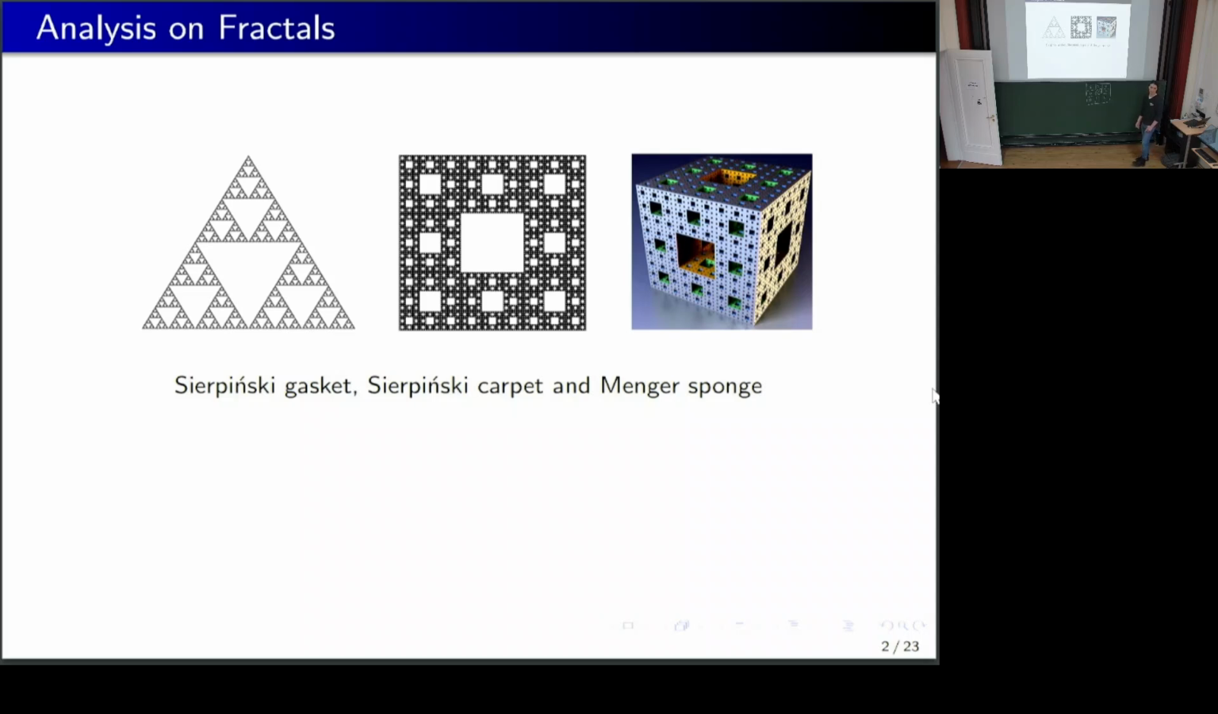For the Sierpinski gasket, you do pretty much the exact same thing with triangles, and the Menger sponge is a very similar construction, but with cubes.